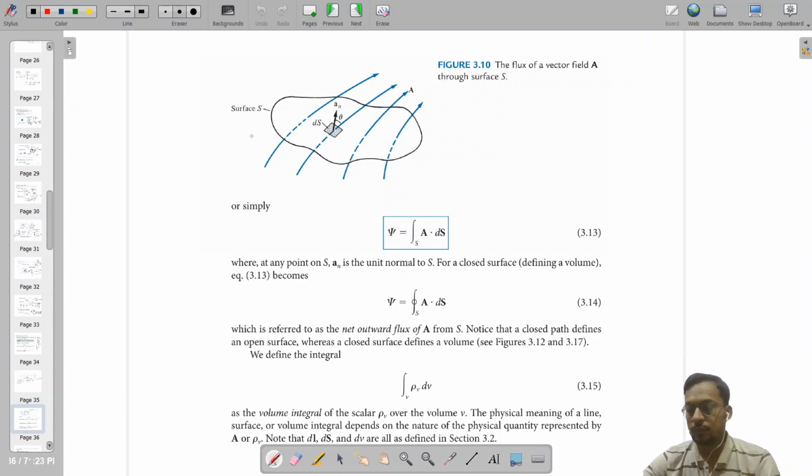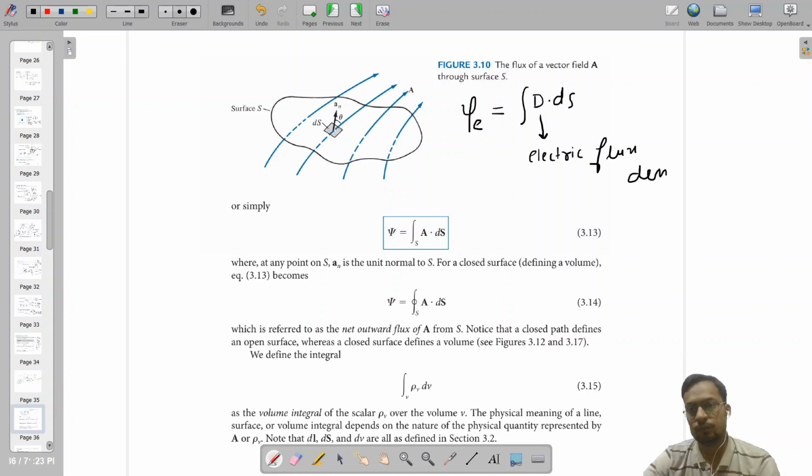In Gauss law, we consider phi E as the electric flux, which is equal to the surface integral of D dot ds, where D is the electric flux density, and this is the total electric flux.